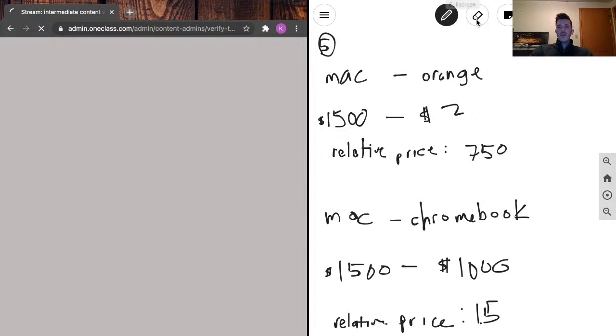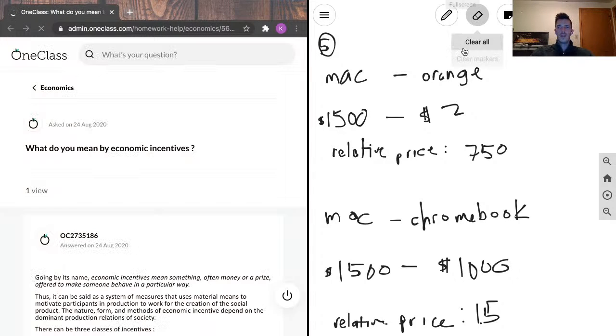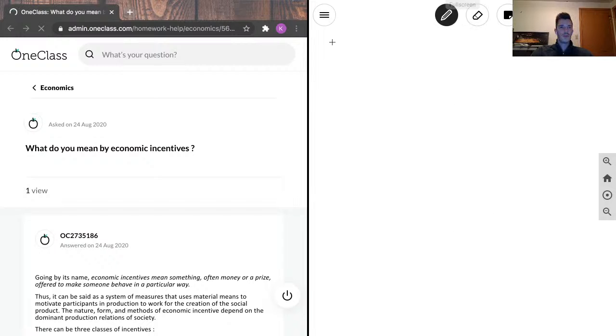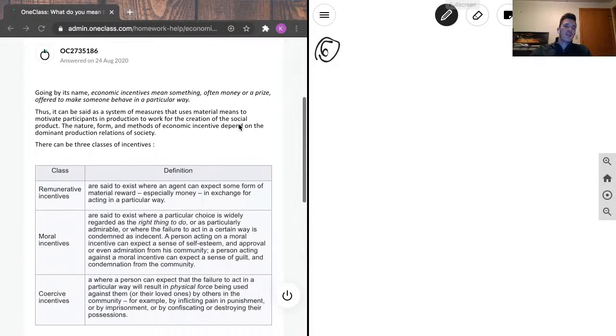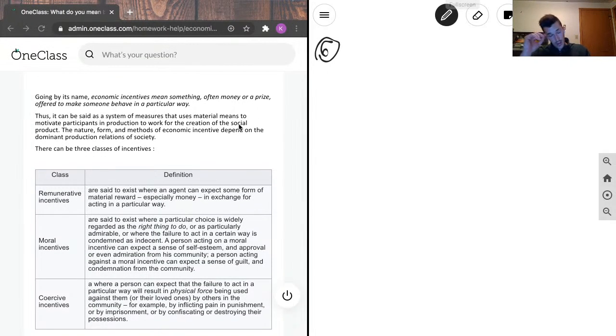And we can move on to question 6. What do you mean by economic incentives? So our junior tutor has written, going by its name, economic incentives means something, often money or a prize, offered to make someone behave in a particular way. Thus, it can be said to be a system of measures that uses material means to motivate participants in work, for the creation of the social product.